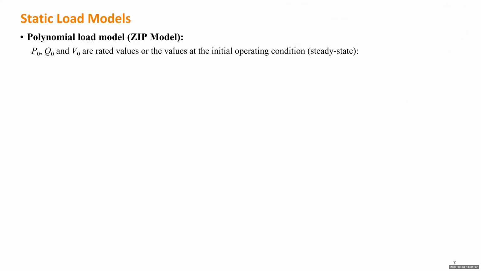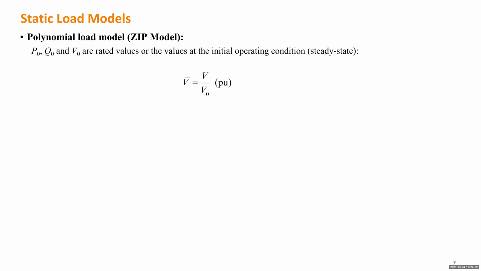The most commonly used load models are polynomial load models, or another name is the ZIP load or ZIP model. Here we assume P0, Q0, and V0 are just the rated power and voltage at the initial operating condition. By initial operating condition, usually we mean steady state condition. It can be considered a typical condition, something like a base value if you want to calculate the per unit value.